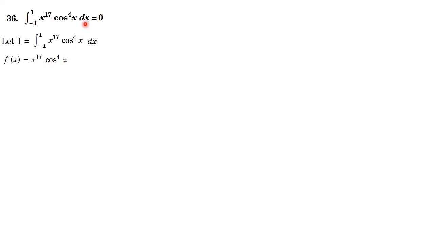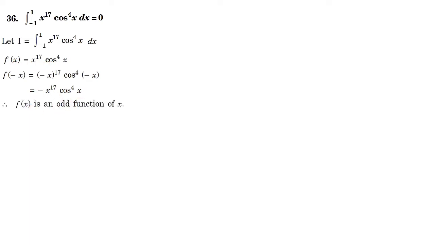That means we can simply check whether the function is odd or even, because we can use that property if it is an odd function. For checking an odd function, we have to calculate f of minus x, which means replacing x with minus x. So minus x the whole power 17 into cos power 4 of minus x. Minus x power 17 is minus x power 17 only. Cos of minus x is cos x itself, power 4. Now you check here, the minus is outside, and x power 17 cos power 4 x is f of x. So minus f of x is coming.